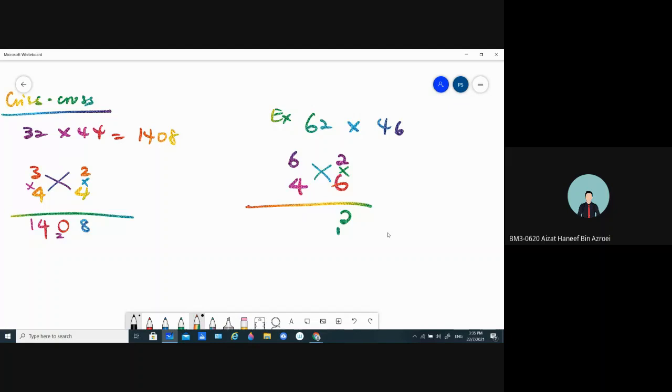So 44 plus 1 is 45. So 5, carry 4. 6 times 4 is 24. 24 plus 4 is 28. So the answer is 2852. Can or not?